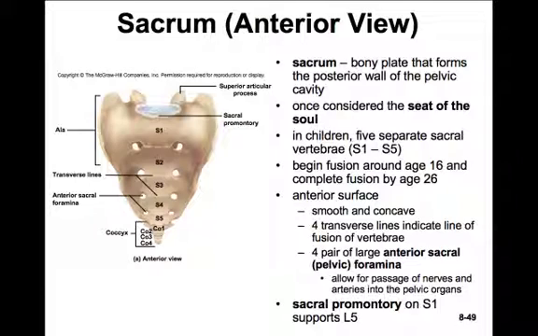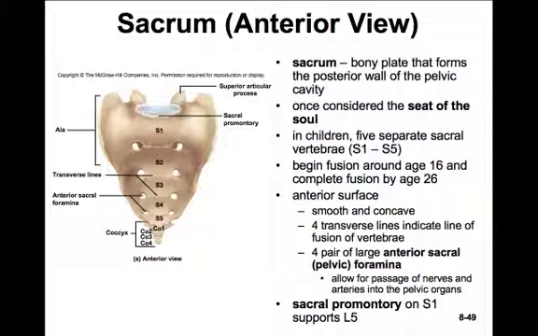As we move down into the sacrum, we see that it's a bony plate that forms the posterior wall of the pelvic cavity. So we'll also have the hip bones on either side of this. But this is the axial skeleton. In children, we see 5 separate sacral vertebrae. About the age of 16, they begin to fuse, and that fusion is complete by the age of 26.